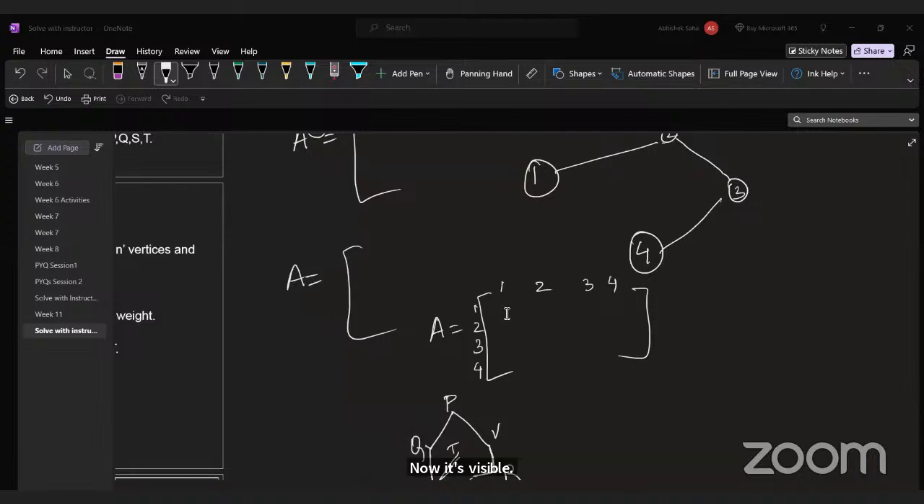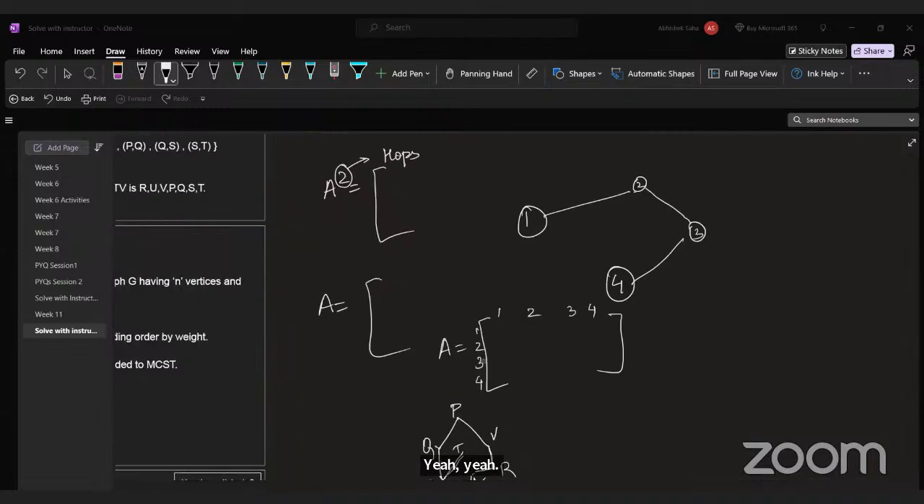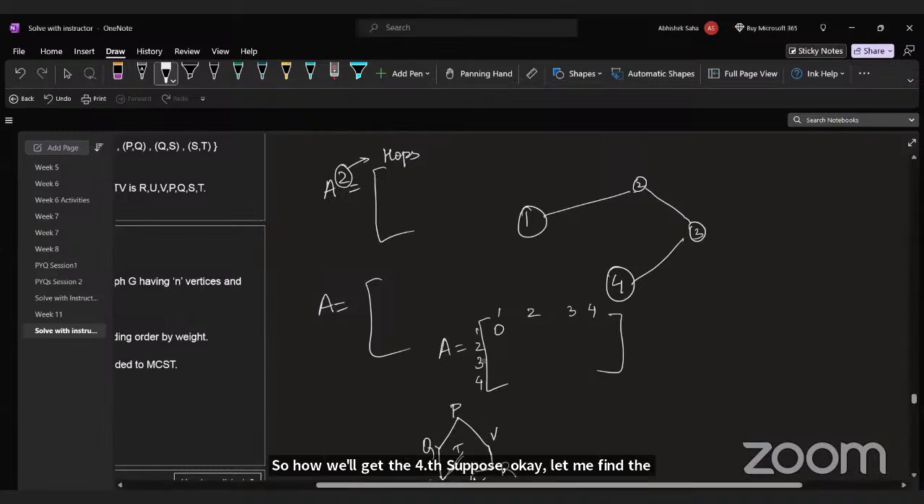Here we want to find the matrices. Suppose this is a graph we have, and you can see that there is no direct path between 1 and 4. So how will we get the path? Let me find the adjacency matrix of this graph. From 1 to 2, there is a path. From 1 to 3, no path. From 1 to 4, no path. From 2 to 1, there is a path. From 2 to 2, 0. From 2 to 3, there is a path. From 2 to 4, no path.